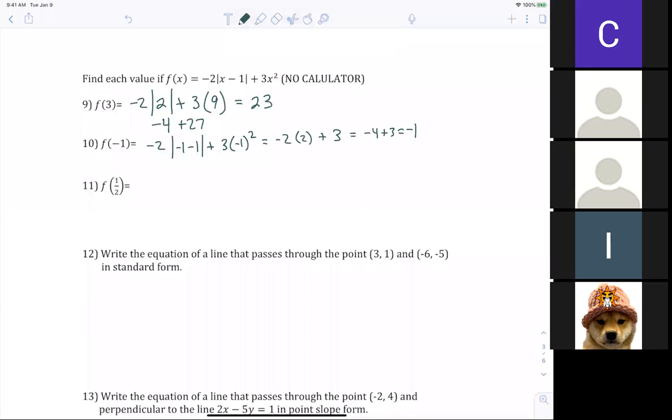All right, so now f of 1/2. So now we have negative 2.